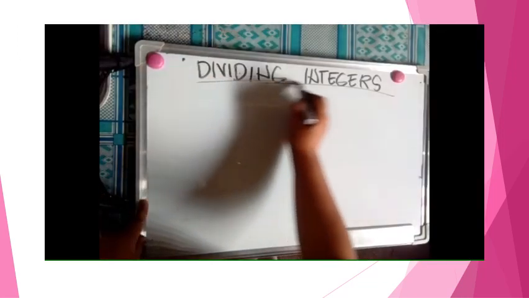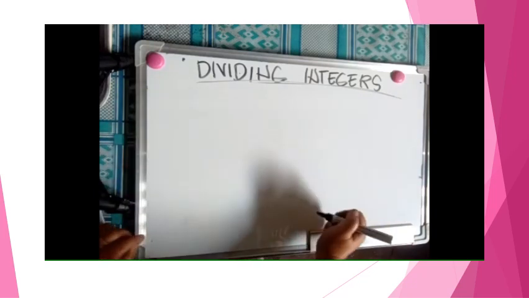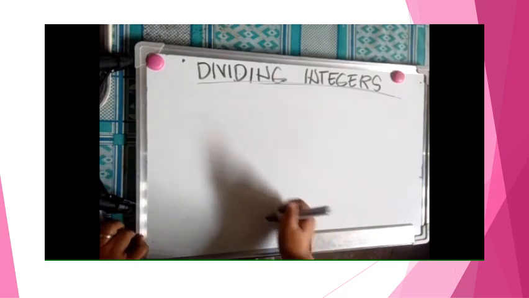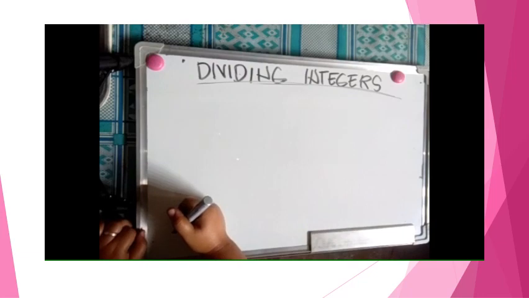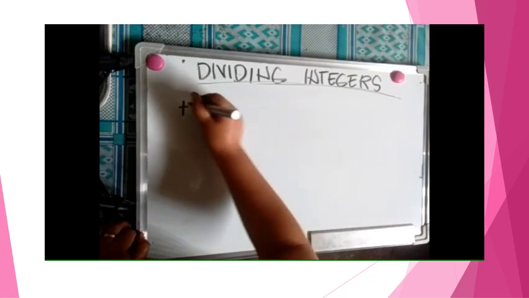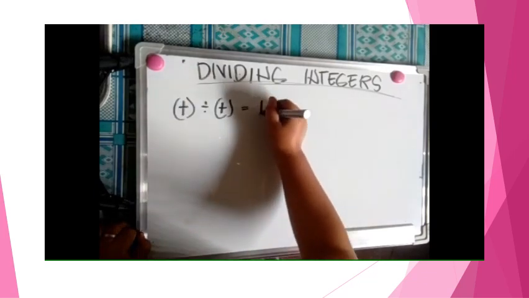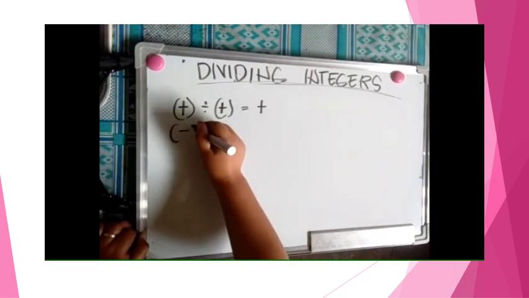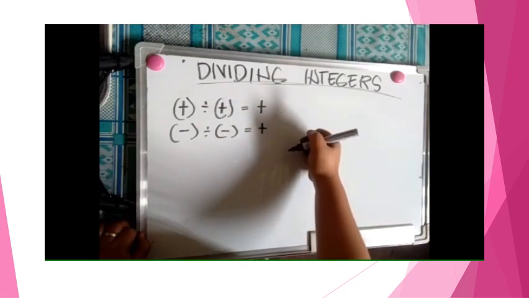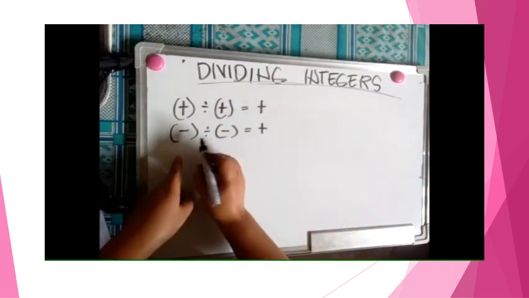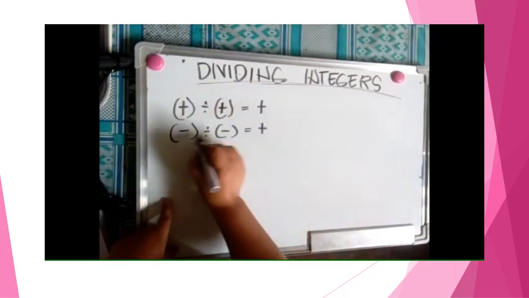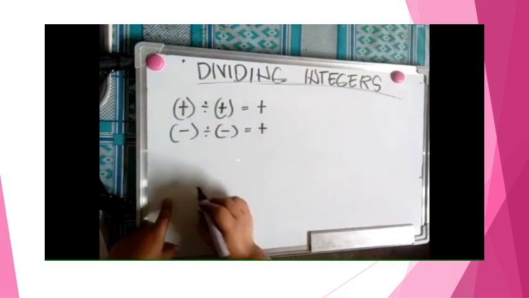Okay, so let us proceed to dividing integers, or division of integers. We have rules in dividing integers. First, when two numbers with the same sign are divided, the quotient is always positive. If we have positive divided by positive, the answer is positive. Negative divided by negative, the answer is positive. With the same sign, if the two numbers have the same sign, their quotient is always positive. If they have the same sign, negative, negative, positive, positive.